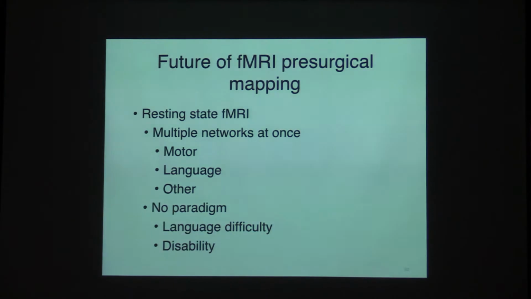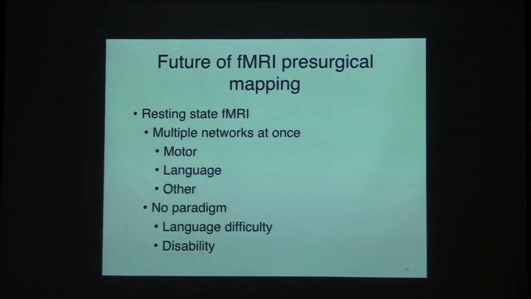The future, and this is the kind of stuff my research is on, the future of fMRI presurgical mapping is resting state fMRI. I don't know if you're familiar with this, but in this fMRI, you actually don't have the person do anything. They put them in the MR scanner, and they're just lying there, just like a regular anatomic sequence. And it turns out I can get information about your brain networks without you doing anything. I can tell you where your motor areas are, even when you don't move your hands.